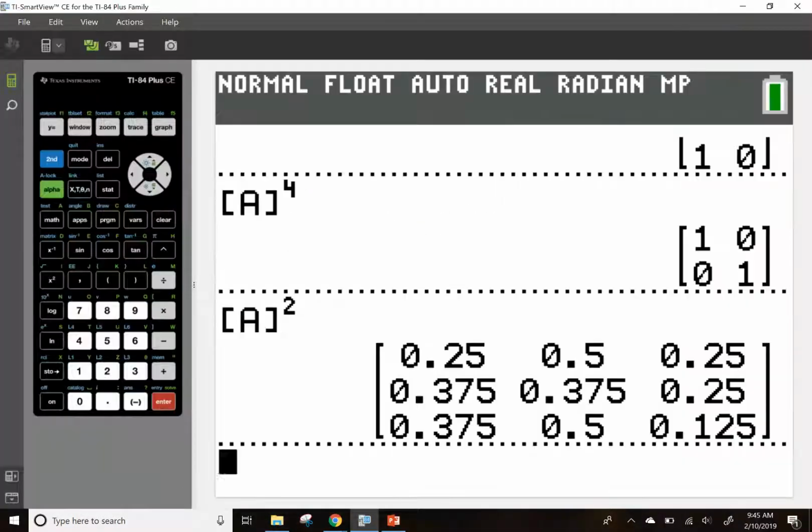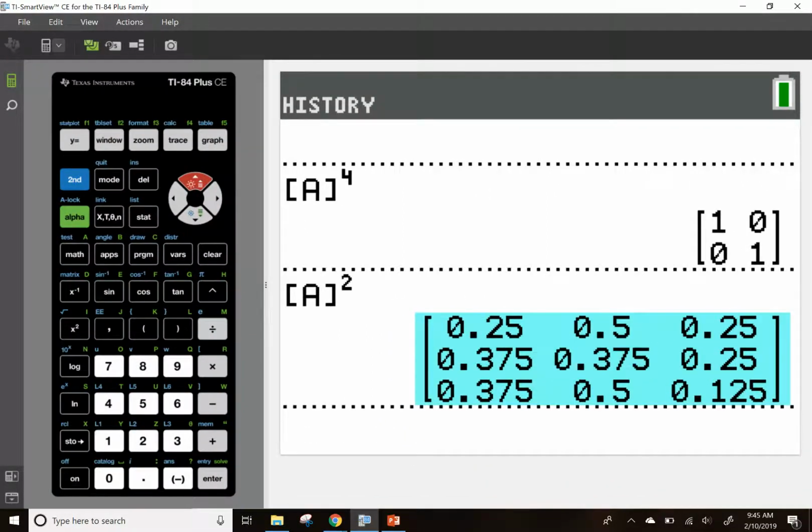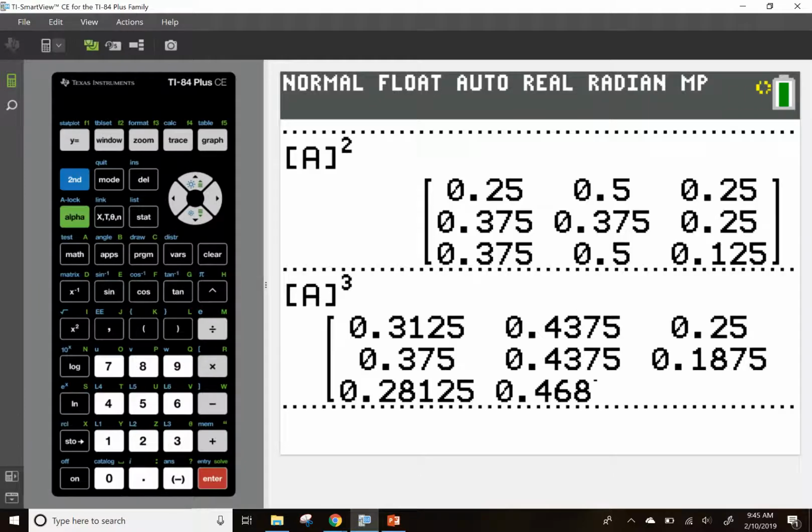And then one more time, let's take this matrix. Can I make this bigger? Yes, that's helpful. All right, let's take this matrix and raise it to the third power to answer the last part of our question.